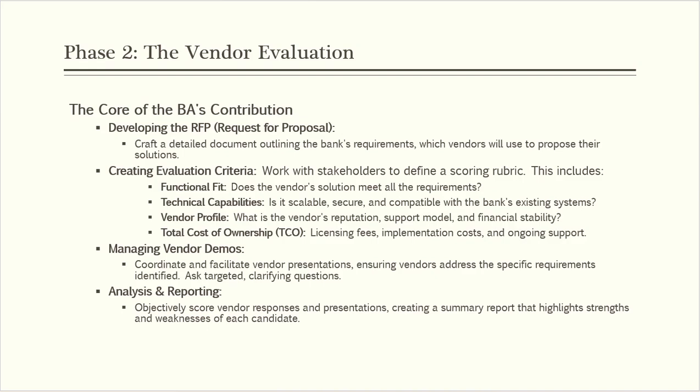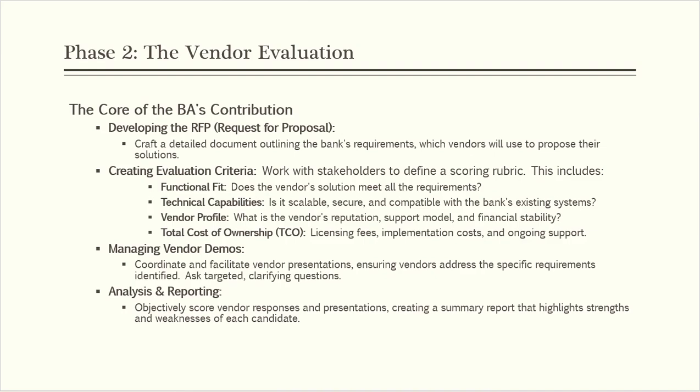And the vendor profiling: what is the vendor's reputation, support model, and financial stability, who are the clients of the vendor, and what is their clients' feedback. All these things are covered by the vendor profiling, where the BA has an important role in the vendor support model and the financial stability. And then the total cost of ownership: the licensing fees, implementation cost, and ongoing support. That should be defined by the business analyst.